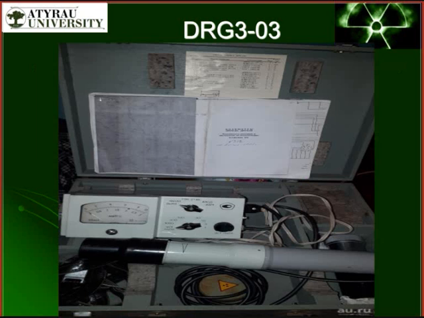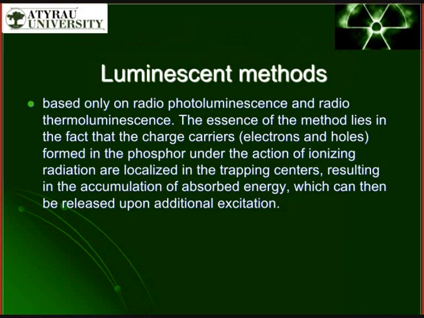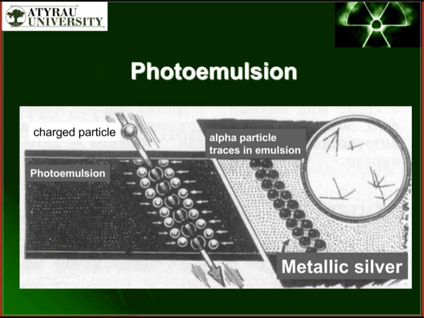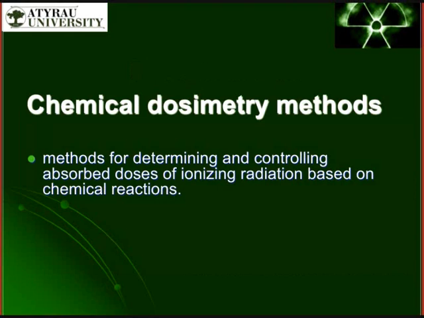Scintillation dosimeters are presented in this work by devices of different generations. By luminescent methods, we mean methods based only on radio photoluminescence and radio thermoluminescence. The effect of ionizing radiation on a photographic emulsion produces an effect similar to the effect of visible light. Chemical dosimetry methods are methods for determining and controlling observed doses of ionizing radiation based on chemical reactions. All methods are based on the irreversibility of chemical processes caused by ionizing radiation.